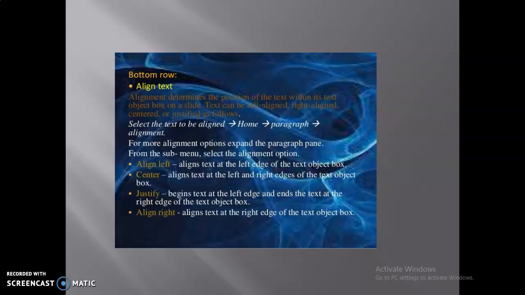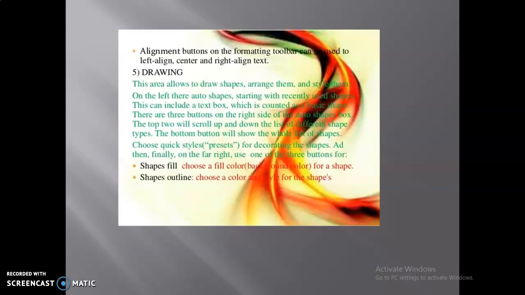Align text. Alignment determines the position of the text within the text object box on a slide. Align text left aligns text at the left edge. Center aligns the text between the left and right edges of the text object. Justify begins the text at the left edge and aligns the text at the right edge of the text object box.